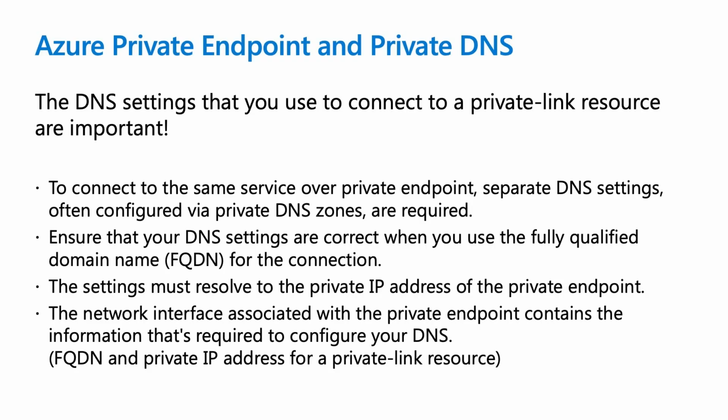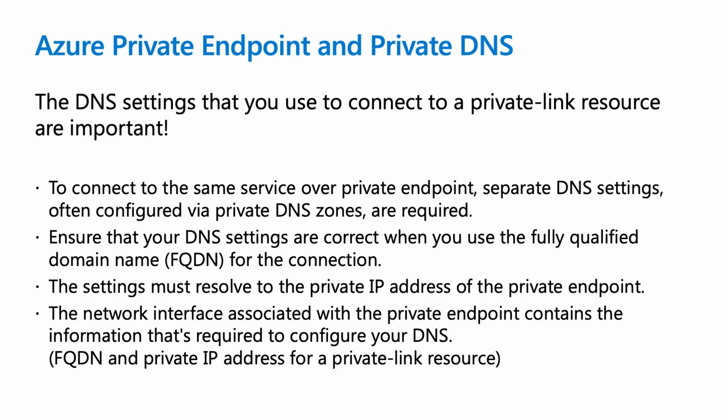So what this means, if you're connecting to the same service over a private endpoint, there are separate DNS settings and private DNS zones that are typically required. Now, there's a number of ways that you can do it, but what we really want to focus on here today are those private DNS zones. You want to be sure that your DNS settings are correct and that you're using the fully qualified domain name, the FQDN, for that connection, again, so that it can resolve to that private IP address that's part of that private DNS zone.